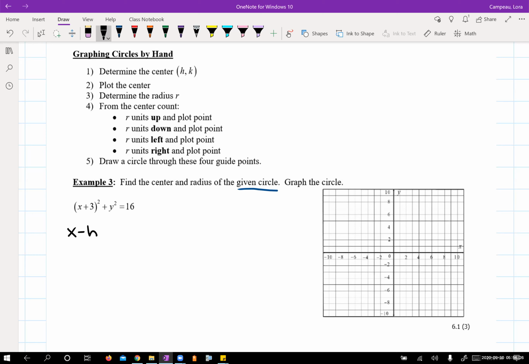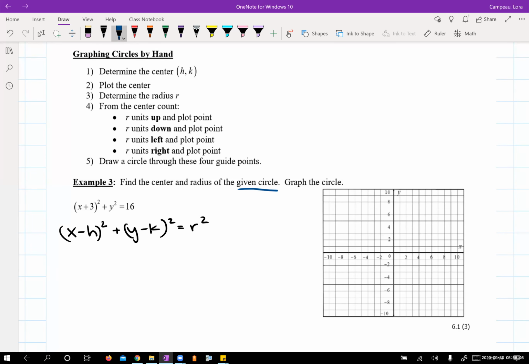So (x - h)² + (y - k)² = r². So we have a nice general form of a circle. And all you want to do is look at the numbers that are associated with the x and the y to help you out with your center.